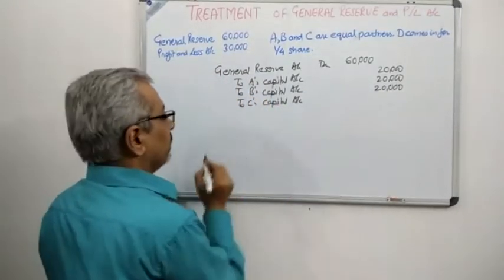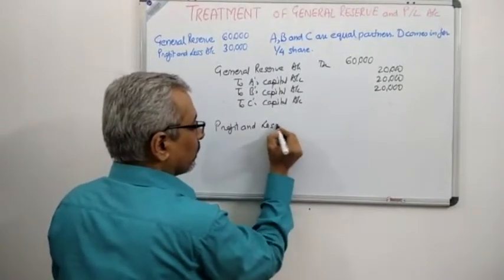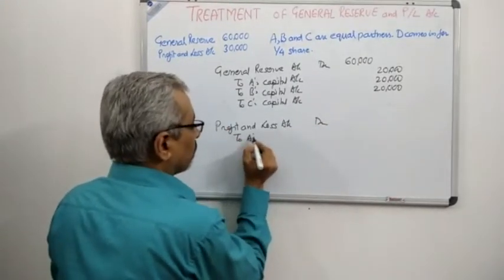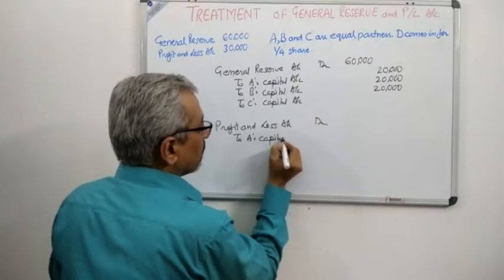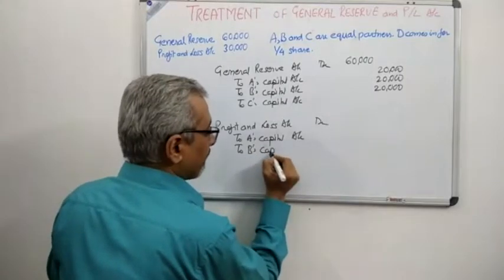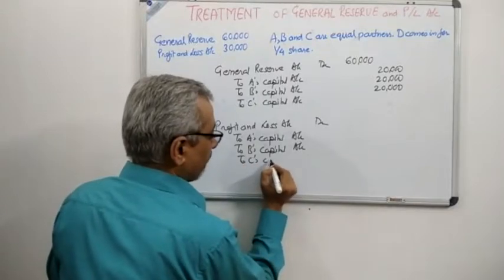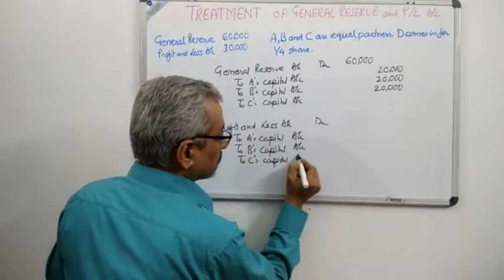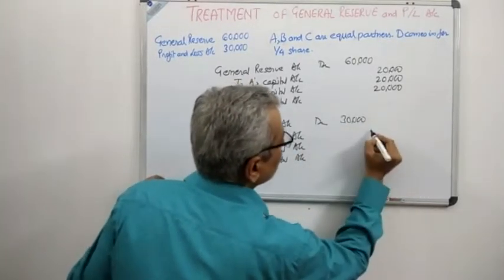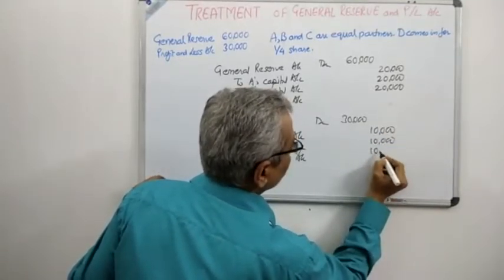Now the second journal entry is profit and loss account debit to A's capital account, to B's capital account, to C's capital account. What is the amount? 30,000. How will it be distributed? Equally. So therefore each partner will get 10,000 each.